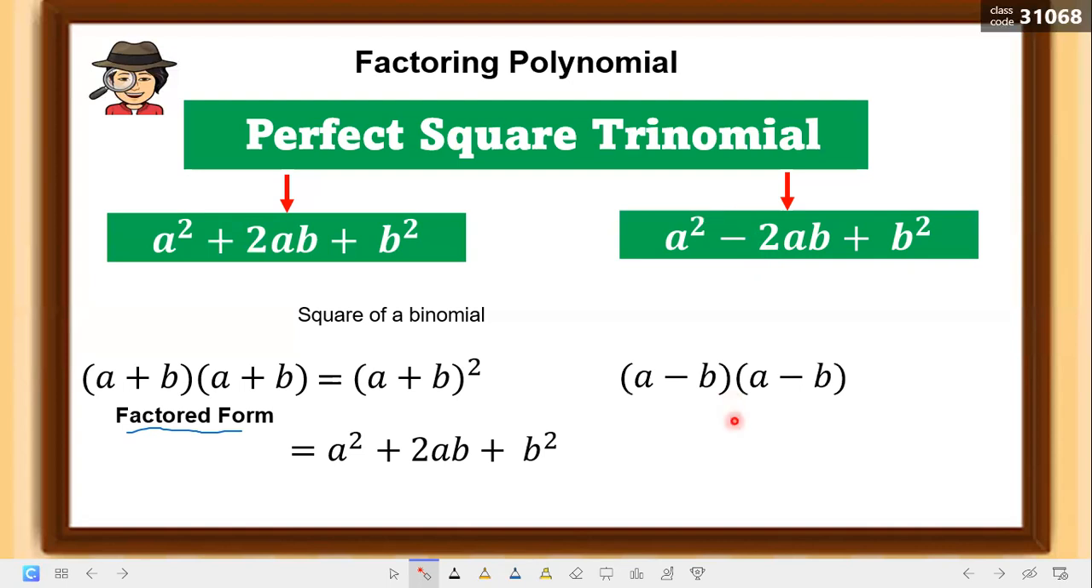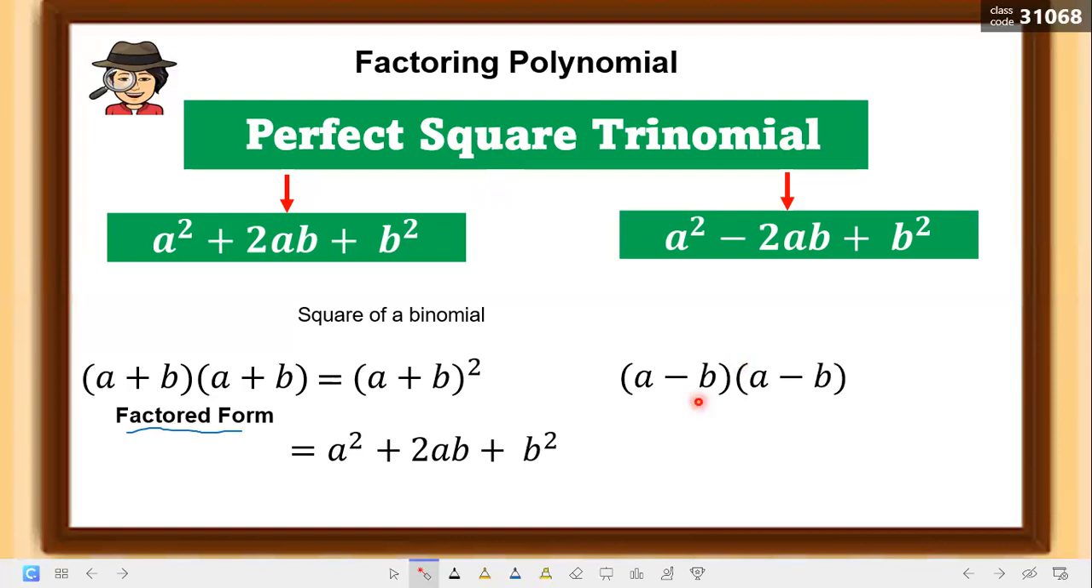Kasi minus yan, trinomial ito. Okay? Kaya A minus B times A minus B. Kapag naging plus kasi yung isa dyan, hindi na po siya PSP or perfect square. Difference of two square ang tawag doon. Kaya dapat makita ninyo yung kaibahan nila.